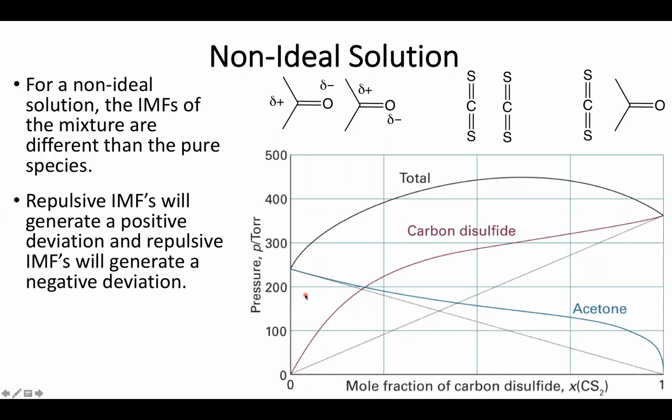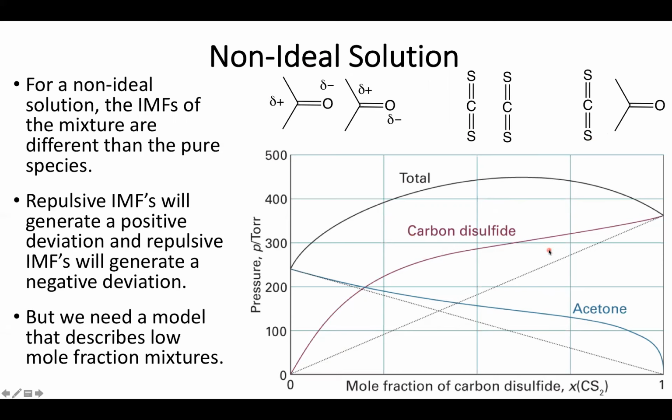However, we often have to worry about what to do in the middle. And again, this becomes really troublesome because the differences in IMFs will cause a great deal of variety in how these systems interact. So for example, if we have a system like carbon disulfide and acetone, where the IMFs are essentially net repulsive, essentially we lack the same attractive capacity as in the pure states, then we're going to generate this positive deviation. The system's more likely to evaporate.